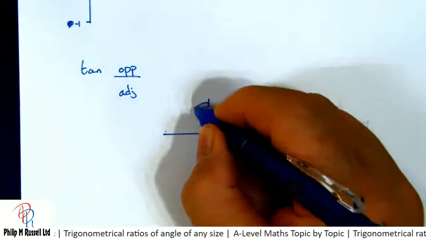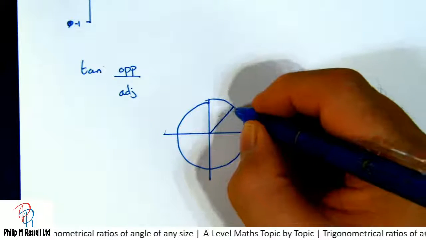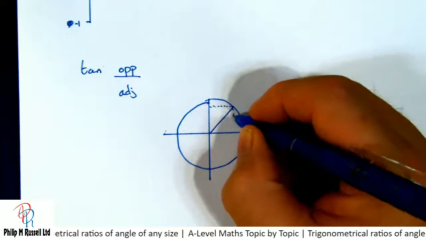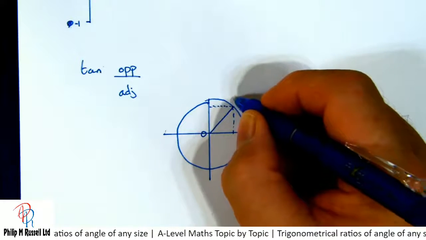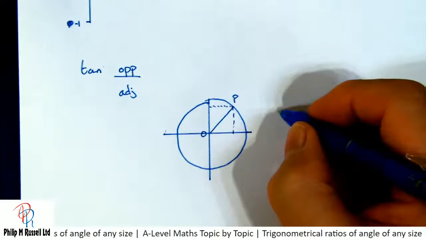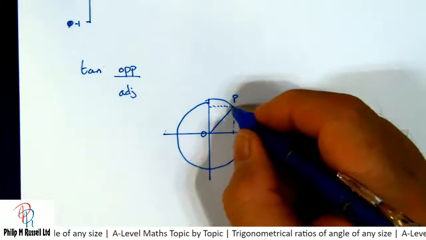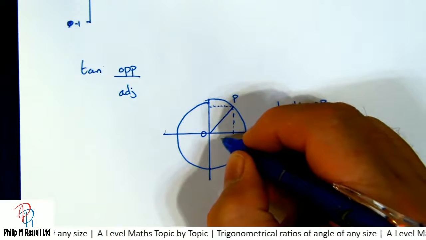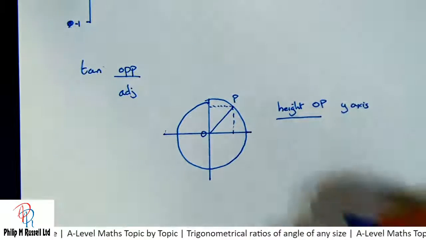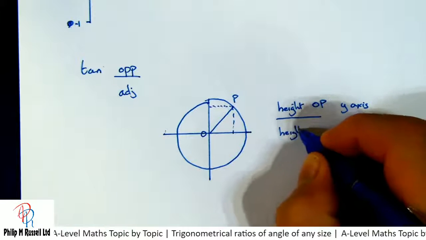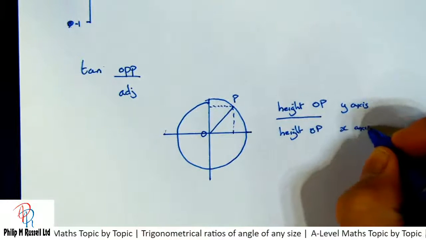So if I've got my little diagram here and we're working out the tangent, then we're looking at the height here of, if I choose this point to be P, the height is going to be OP, and we've got here projection onto the x-axis, this on the y-axis, and here we've got, if you like, the height or width of OP projected onto the x-axis.